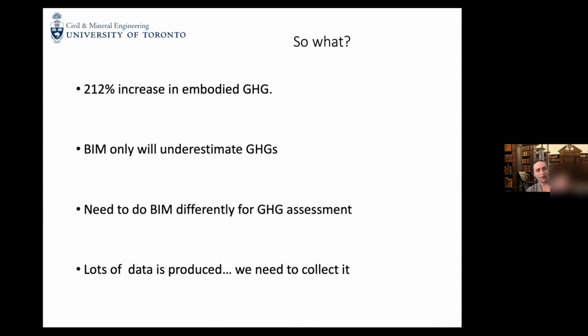Another thing to take away is that there is lots and lots of data produced on every construction project about how much material we're using, which could be very helpful for future understanding of embodied greenhouse gas emissions. But at the moment, we're not usually collecting it.